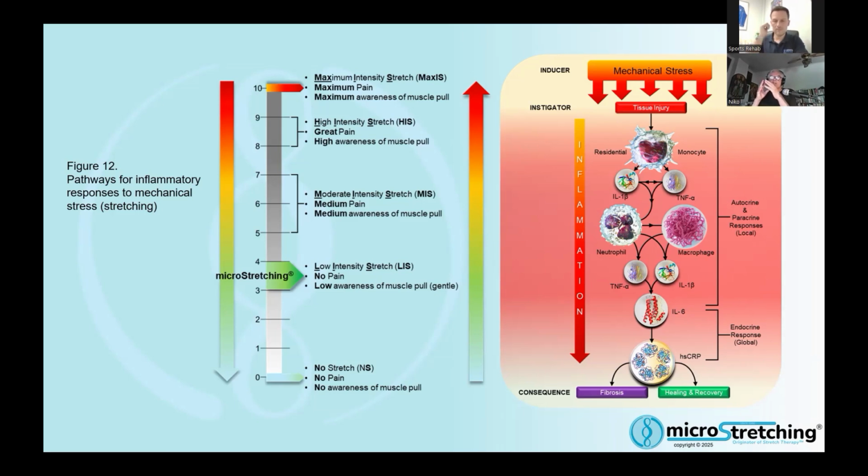So in this case, we defined aggressive stretching as an 8 out of 10. So on this scale, as you see here, high intensity stretching, great pain, high awareness of muscle pull. Okay. And what we looked at was this thing down here called HSCRP, which basically means C-reactive protein.